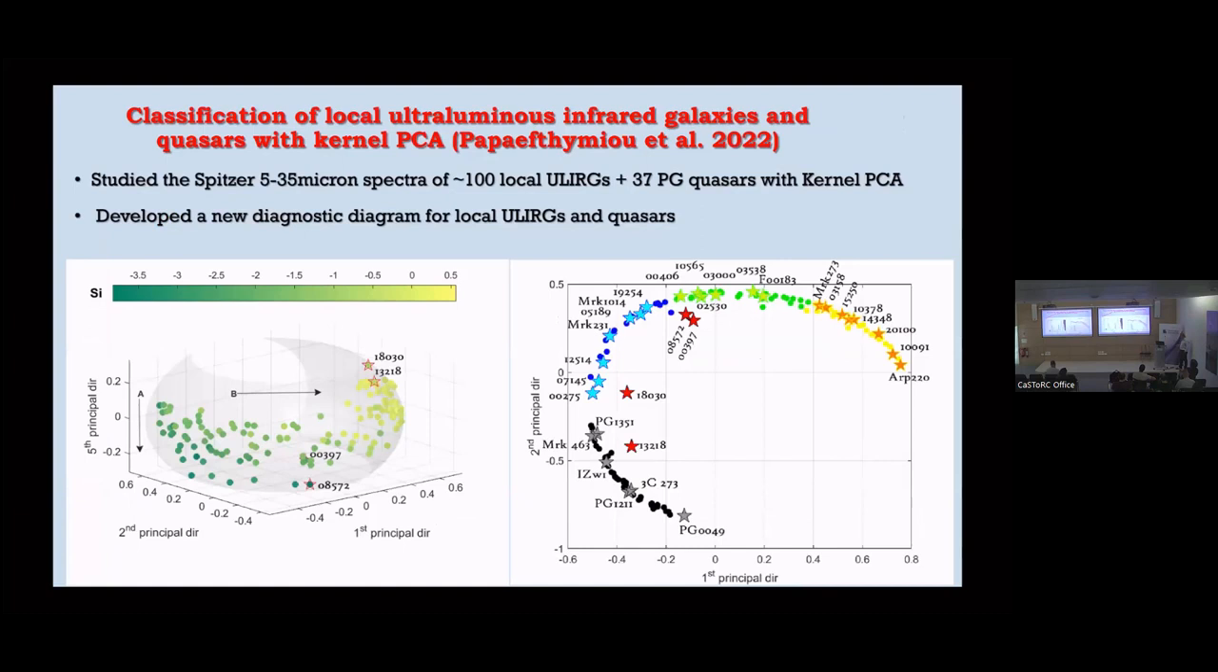And now finally, I move on to a couple of other applications in our group, namely an application using kernel PCA to classify these ULIRGs, these local ULIRGs I talked about in the beginning, 100 or so. We added about 37 local quasars, PG quasars, and we developed the diagram. This is work that is already published by Nu et al. Using kernel PCA, we developed this interesting diagram.